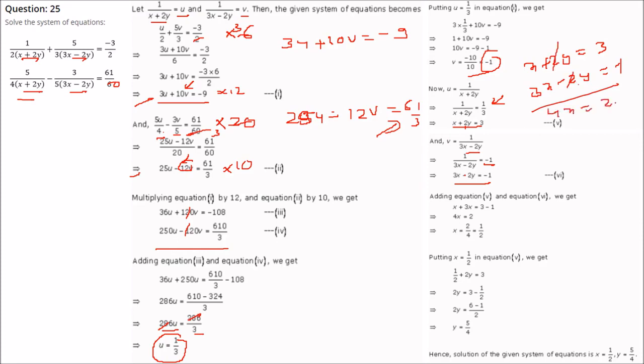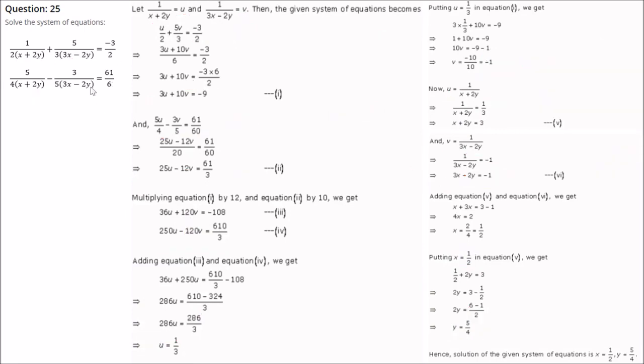You get 4x equal to 2. You get x equal to 2 by 4. That is x equal to half. Now put x equal to half in any of these equations, say this one or this one. You get y equal to 5 by 4. So this is actually a two-step solution. First you made it a linear equation, means first set of linear equations, then the replacement, and then the second set of linear equations like this.